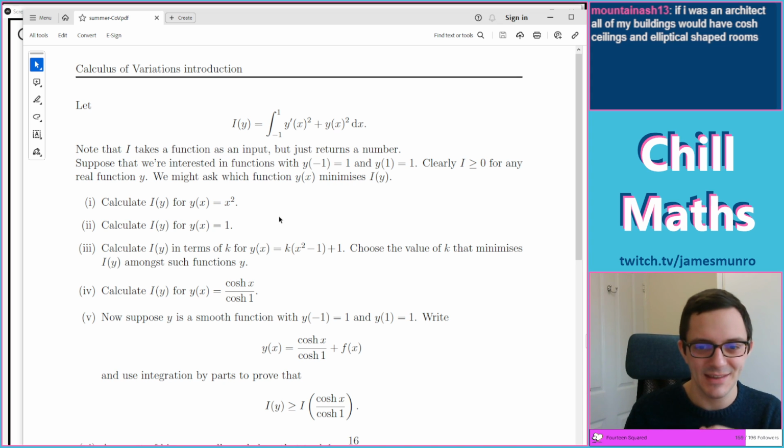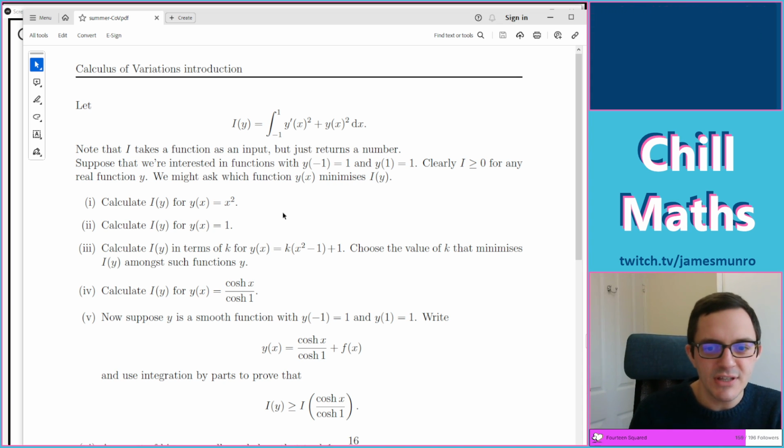Okay, so this thing's positive because it's got squares inside. It's an integral of positive stuff. So for any real function y, this thing is some positive number.